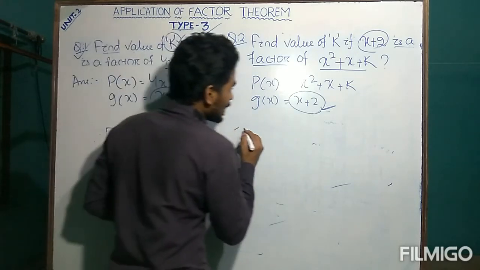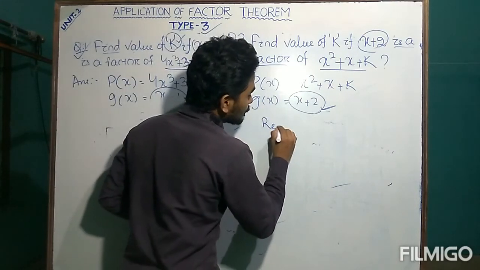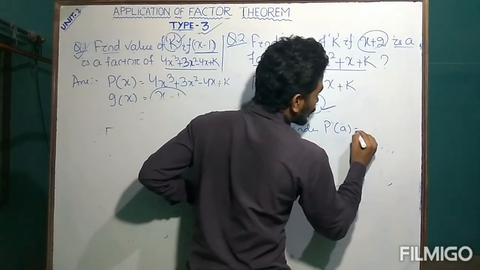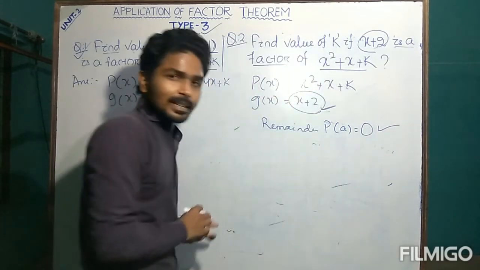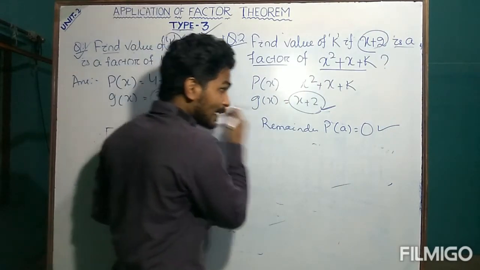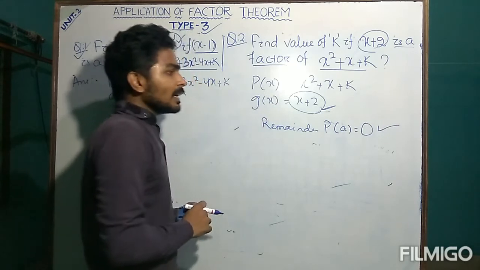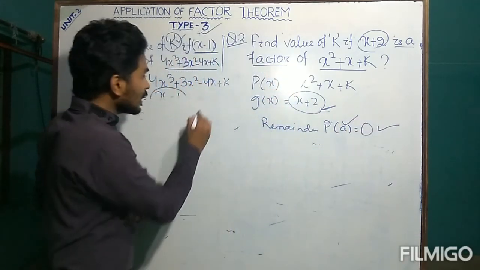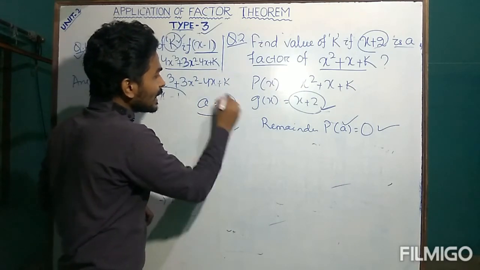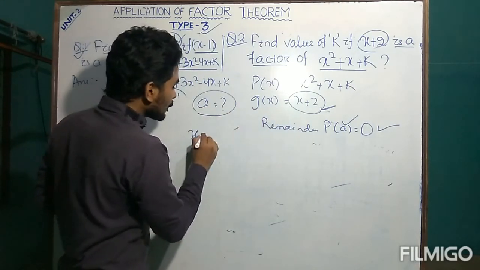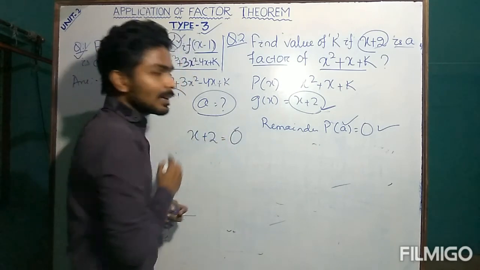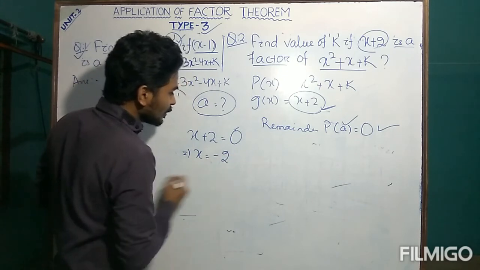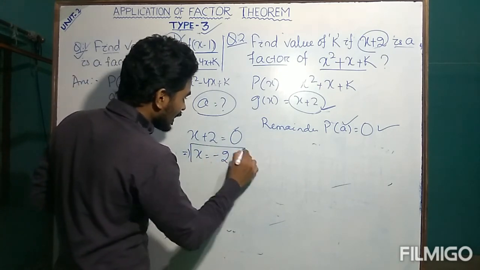And if it completely divides other polynomial, then the remainder will be 0. Okay? Then we can say the remainder p of a is equal to 0. Okay? It is clear? Now we need to find the value of the remainder. But in order to find remainder, we need to find a. How can we find a? You can find a by simply putting the divisor to be 0. Okay? Hence x is equal to minus 2. This is nothing but value of a.